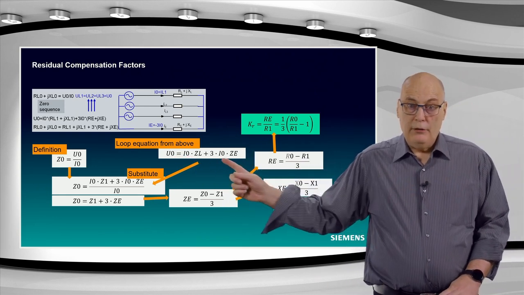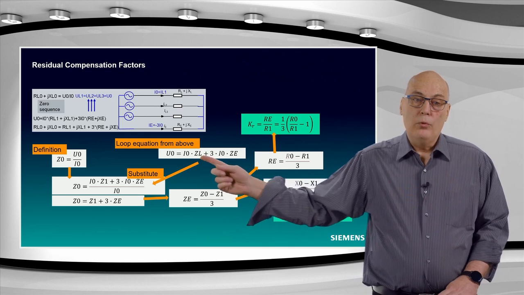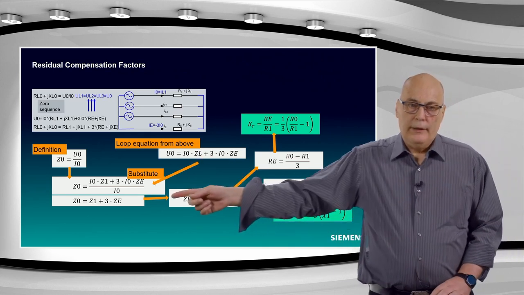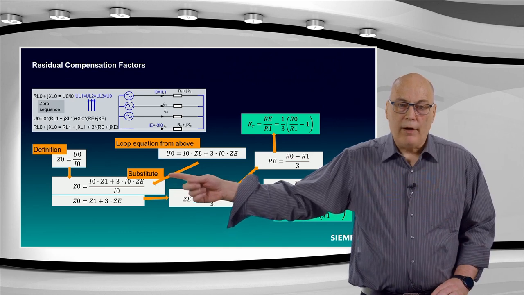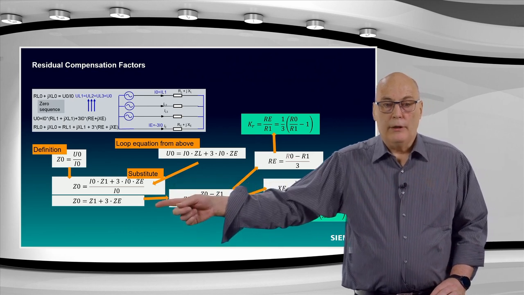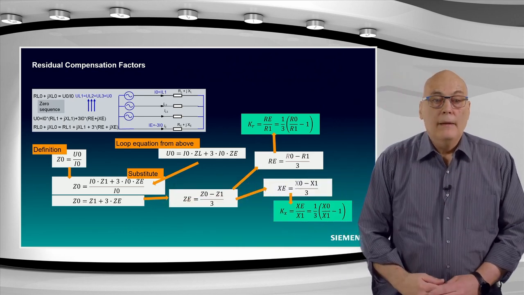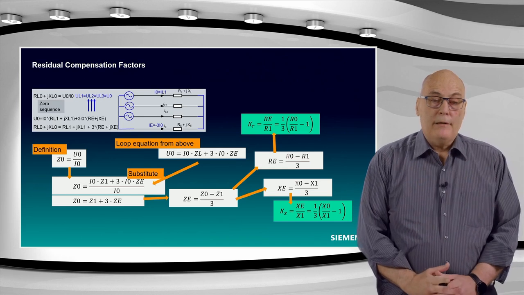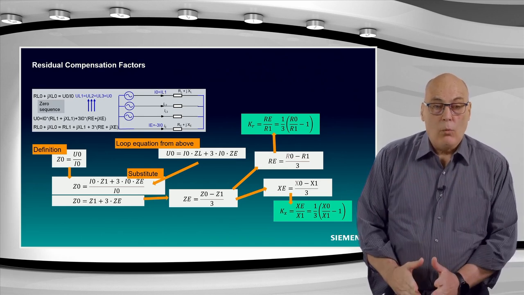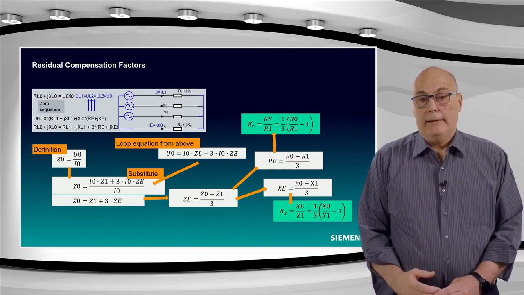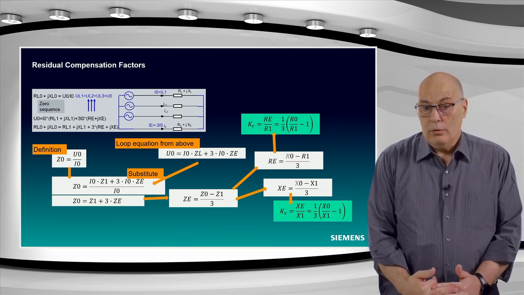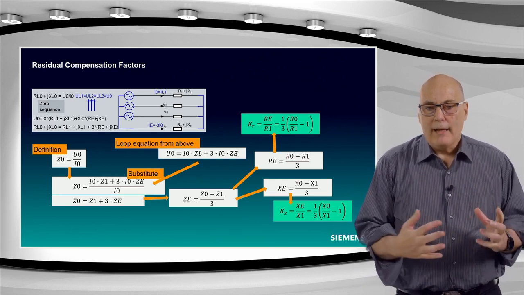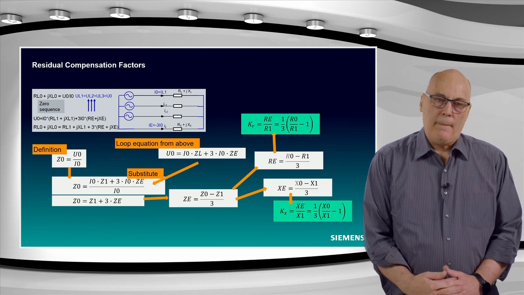Taking the definition and substituting this for the U0 in the definition, you then get this bottom equation here. And then if you divide the I0 into the top, you get the simple equation at the bottom there. Very interesting. If you look at that, Z0 equals Z1 plus 3ZE. What can we derive from that? We can see from that that Z0 on an overhead line can never be smaller than Z1.